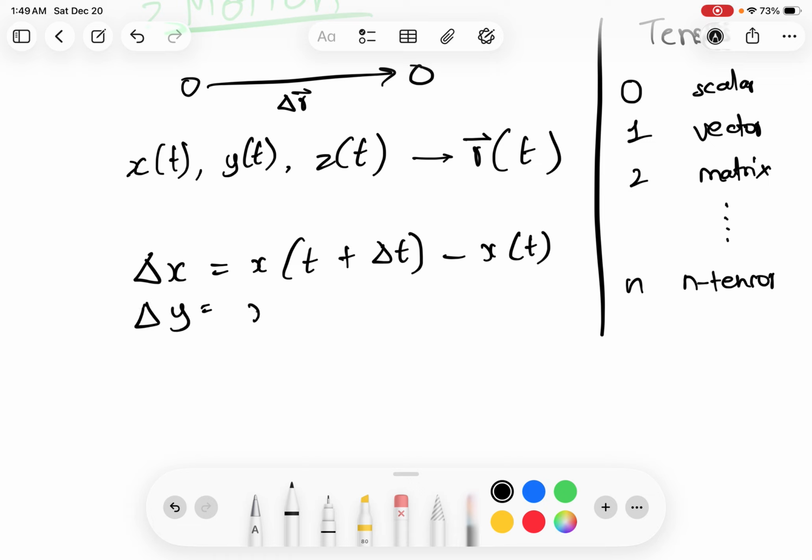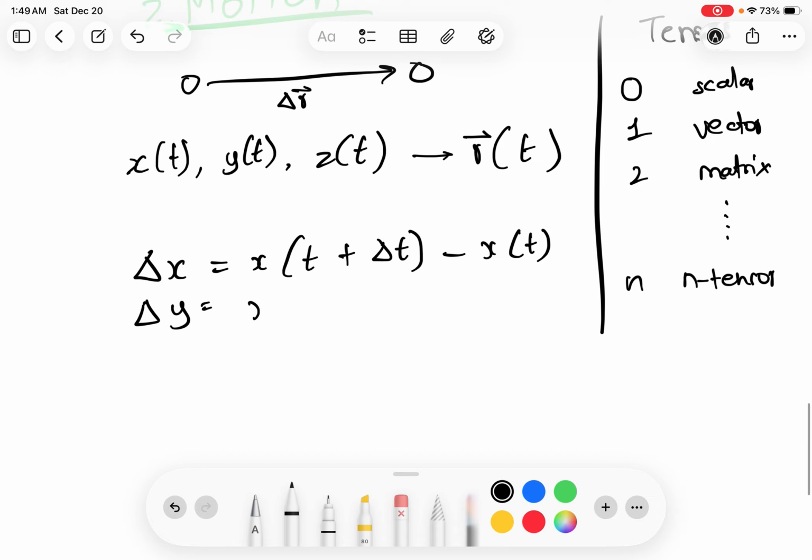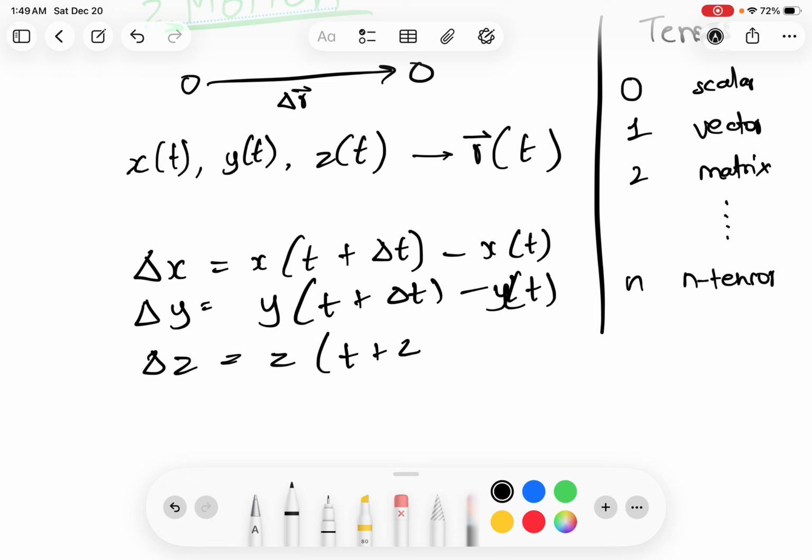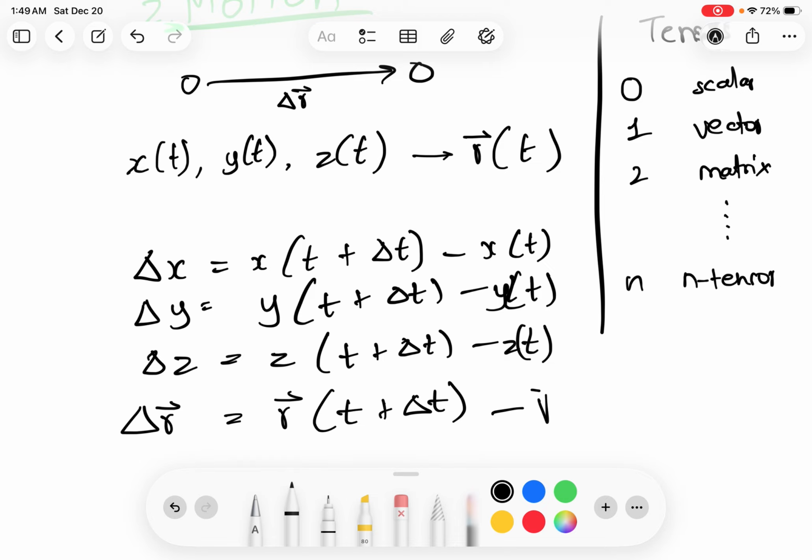Similarly for y, and similarly for z. You can just denote it in terms of r as delta r equals r of t plus delta t minus r bar of t.